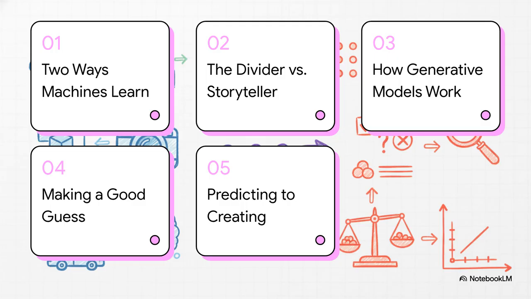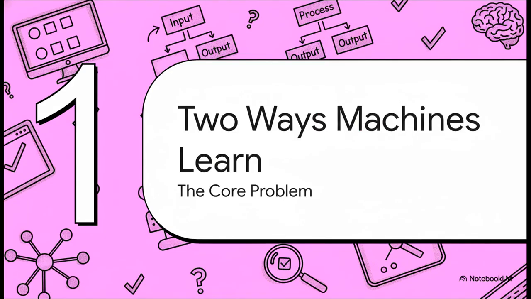So here's what we're going to cover. We'll start with the basic problem machines are trying to solve. Then we'll get into a simple way to think about it, the divider versus the storyteller. We're going to look under the hood of those generative models, or storytellers, to see how they tick, figure out how we can trust their guesses, and then wrap up with why this whole distinction is what's behind the AI revolution we're seeing today.